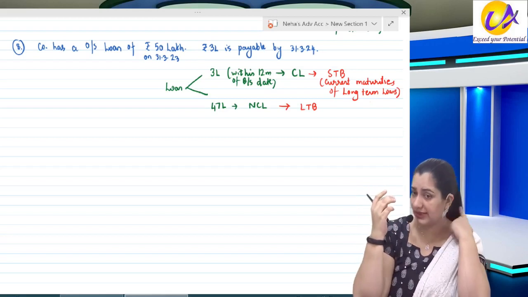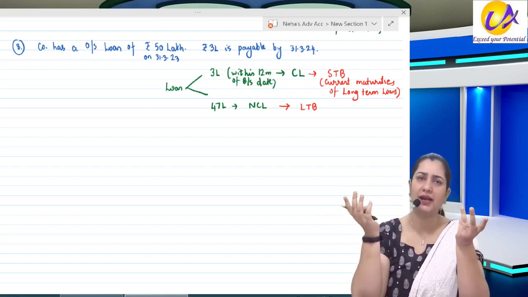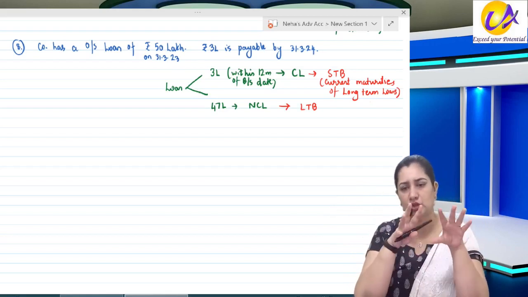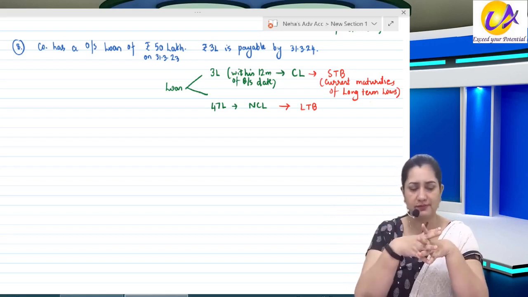So students have that doubt in mind. They may not pay. They may not pay is not the point. It is payable, that is the point. Okay. So understand, this is how the loan will be shown.